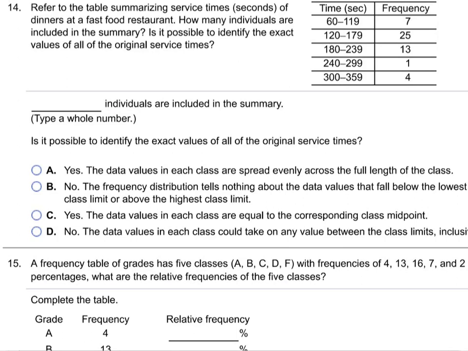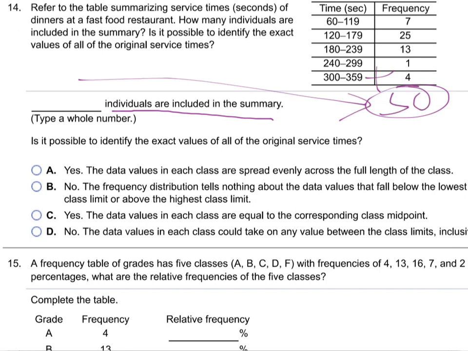This is the fast food service times. Anyway, how many individuals, remember this homework problem, are included in the summary? The frequency is, do you add those up? Just add them up, exactly. They're just saying, do you know you're supposed to add these up? Just add these up, whatever that total is. 50. Is that what it is, 50? Yep. All right, 50.